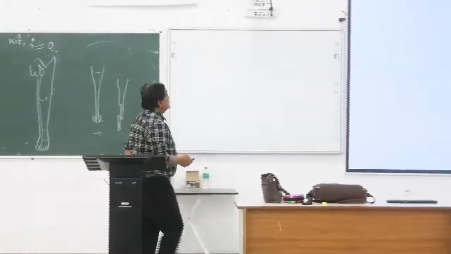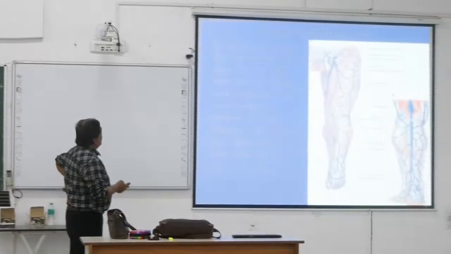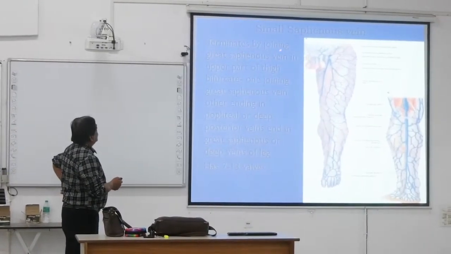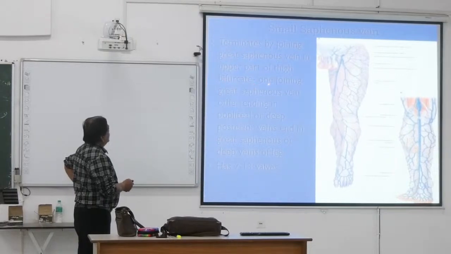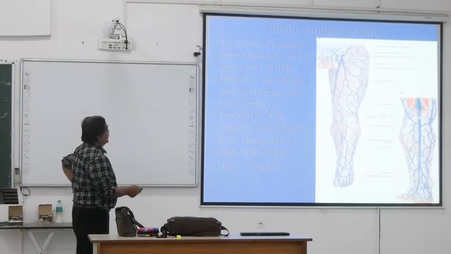And now the small saphenous vein terminates by joining the great saphenous vein in the upper part of the thigh; it bifurcates, one branch joining the great saphenous vein, the other ending in the deep popliteal vein. Here you can see this picture, and over here you can see this picture. Now this is the popliteal fossa, the popliteal area or popliteal space. The posterior popliteal or deep posterior vein ends in the great saphenous or deep veins of the leg, and has 7 to 13 valves.